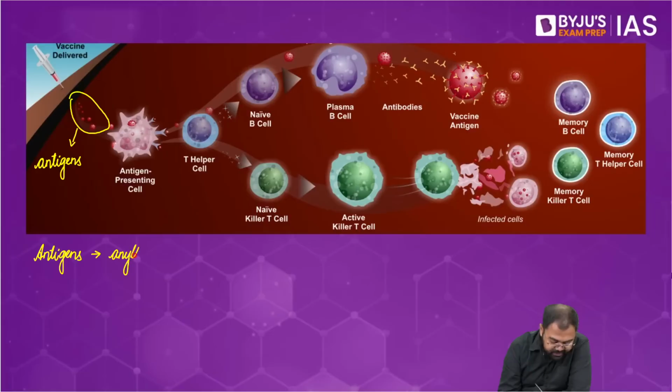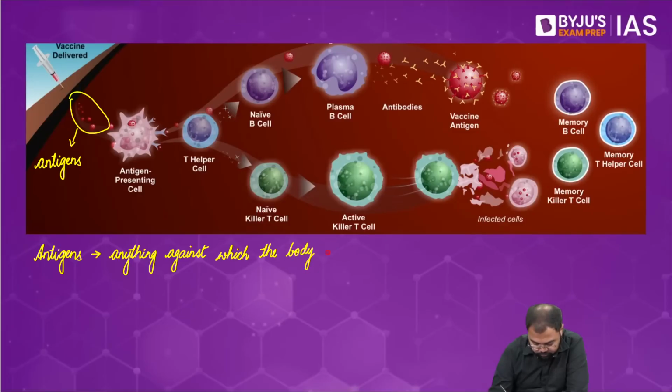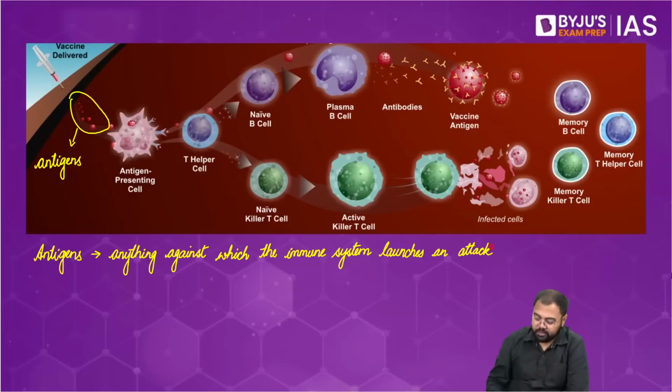Simply you can say that anything against which the immune system launches an attack, right? So that will be called an antigen. So we have antigens in our body.